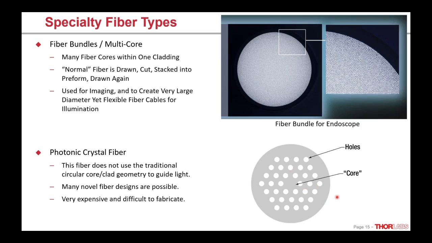What we're showing here is an example of a common photonic crystal fiber or PCF. And here we have what we call the core region, and then we have air holes or gas-filled holes. And we were able to create a waveguide with this structure. And there's many novel fiber designs possible in the PCF world. One example would be a fiber that's single mode over a much larger wavelength range than is possible with a typical fiber. Sometimes we call it an endlessly single mode fiber. These PCF fibers, though, are very expensive and difficult to fabricate, but they can do pretty cool things.